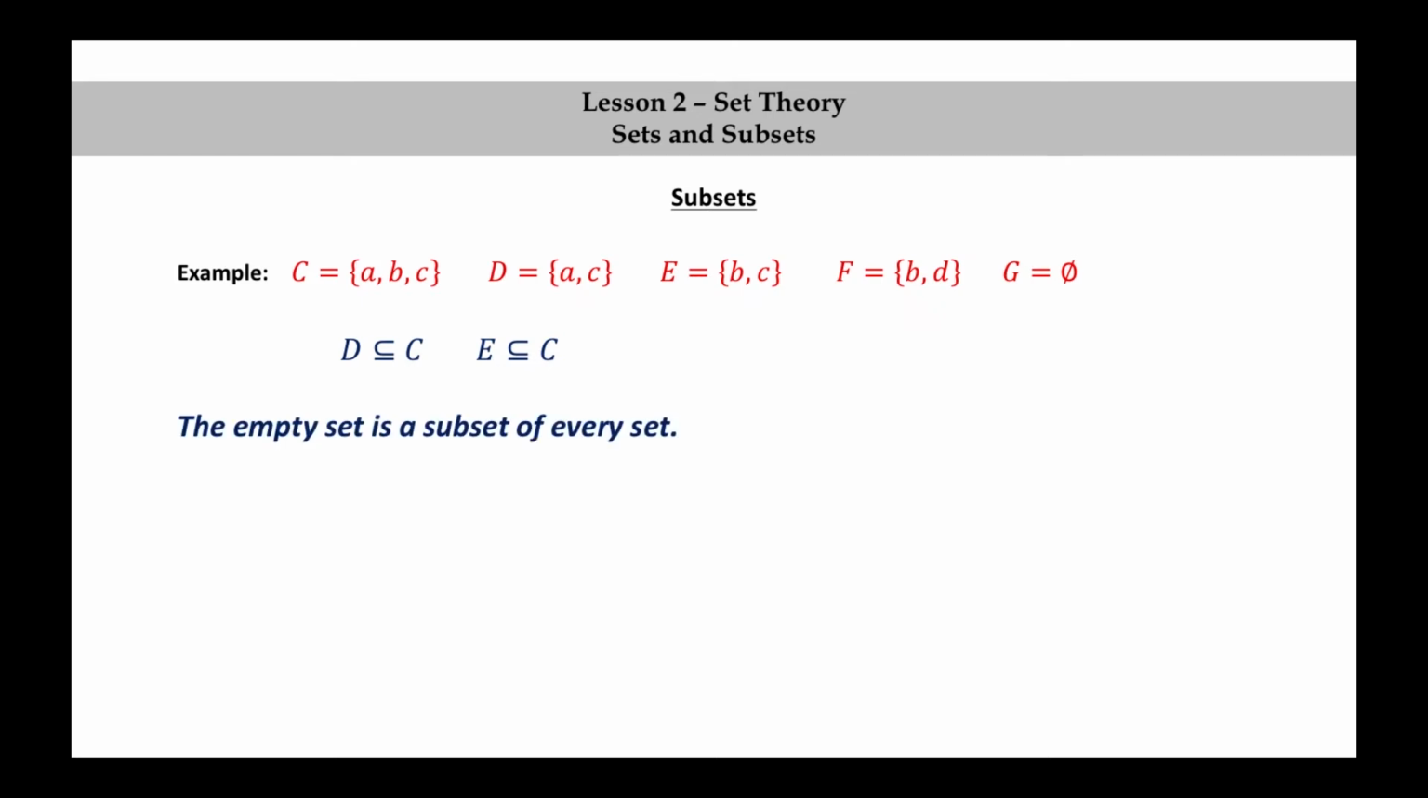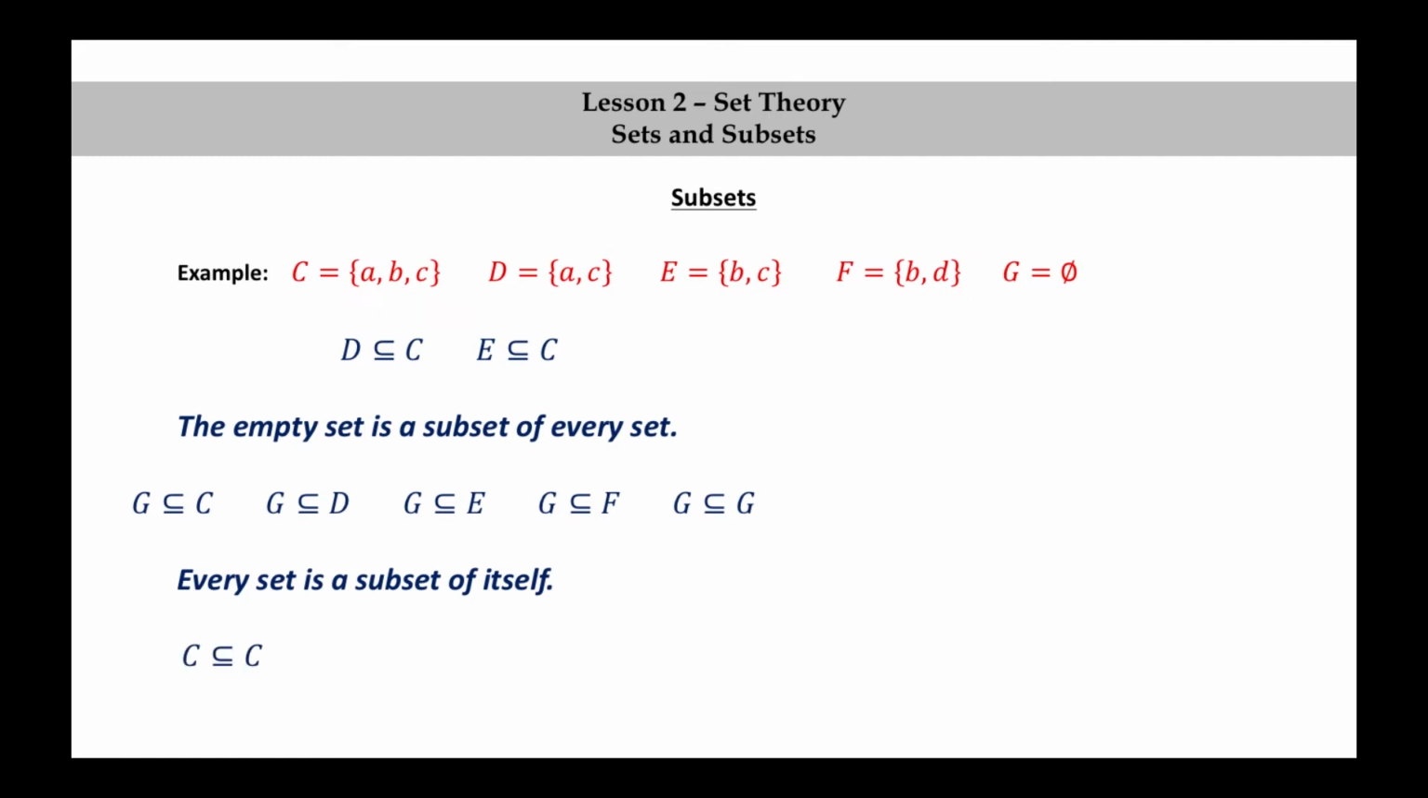The empty set is a subset of every set. That was the last theorem that we just proved. So here the empty set is being labeled by the set G. So we have that G is a subset of all these sets that are listed, C, D, E, F, and G. Also, every set is a subset of itself. So C is a subset of itself, D is a subset of itself, E is a subset of itself, and F is a subset of itself.